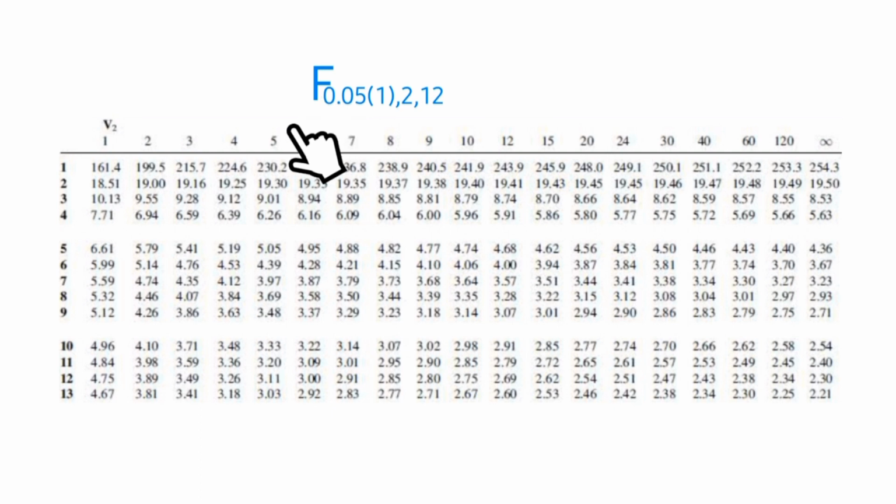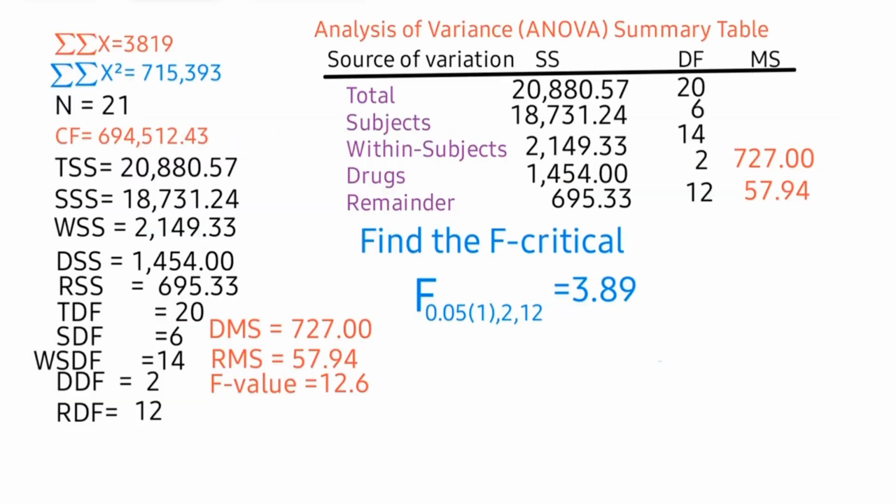So this is our F table. We are looking at our drug's degree of freedom 2 and our remainder degree of freedom 12. So we trace this then to 12. That gives this value. So our F critical is 3.89.